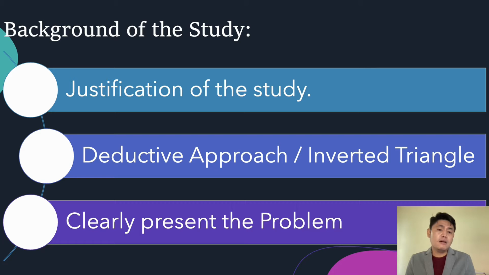Now, the background of the study should also clearly present the problem. Therefore, there should be a clinching statement or a clinching portion of your study to justify the need for research that will address the problem. So that is the background of the study.